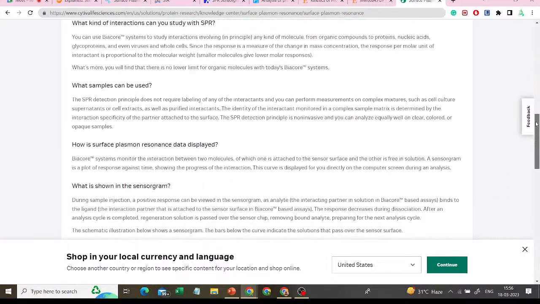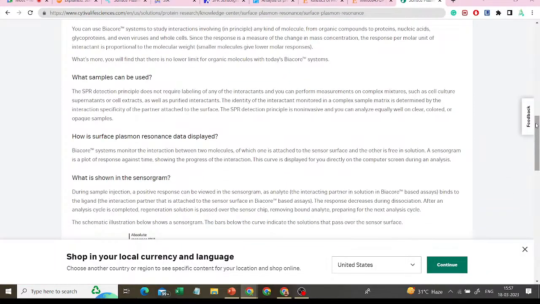Okay, so what samples can be used? It does not require any labeling of any of the interactors. You can perform measurements on complex mixtures such as cell culture supernatant, cell extracts, as well as your purified reactants. How is data displayed?